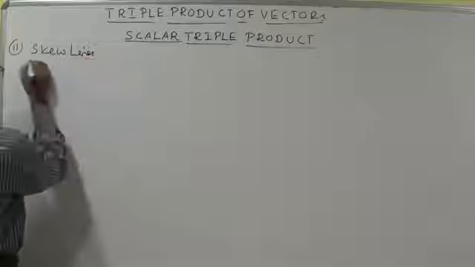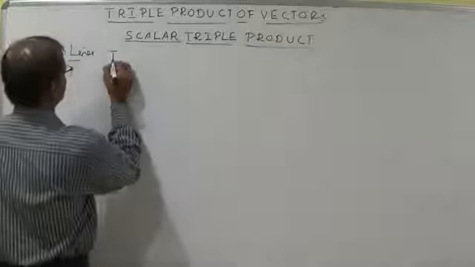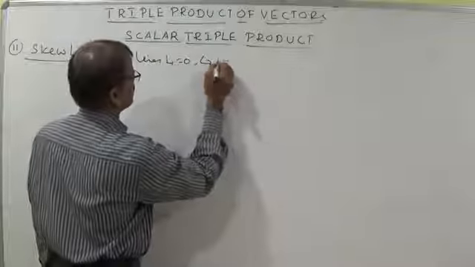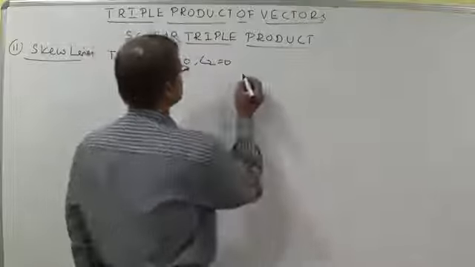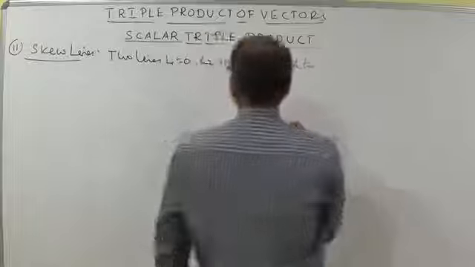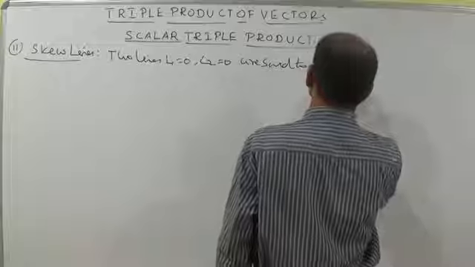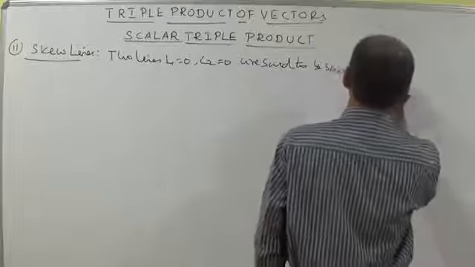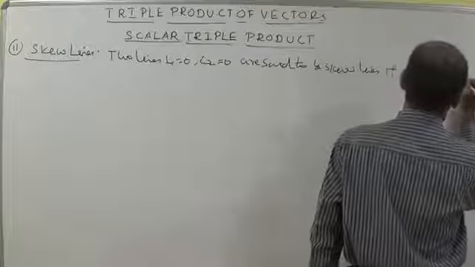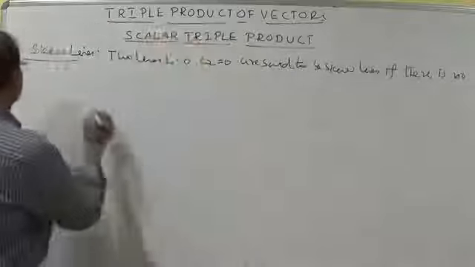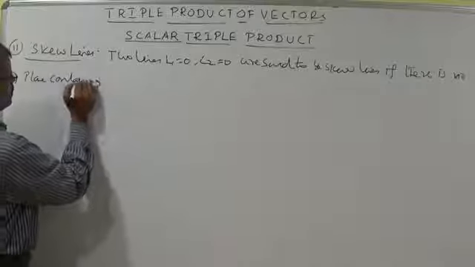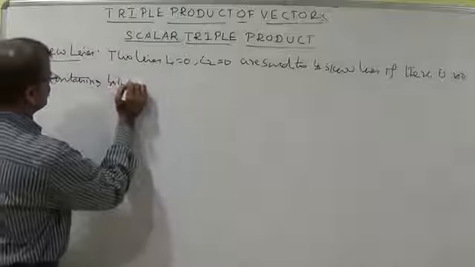Skew lines, in 3D lines. Two lines L1 equal to 0 and L2 equal to 0 are said to be skew lines if there is no plane containing both of them.